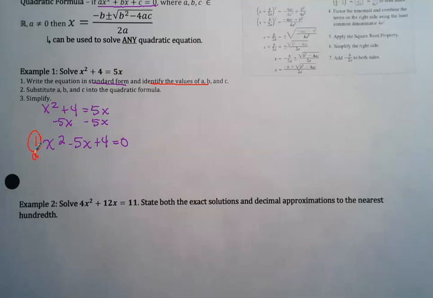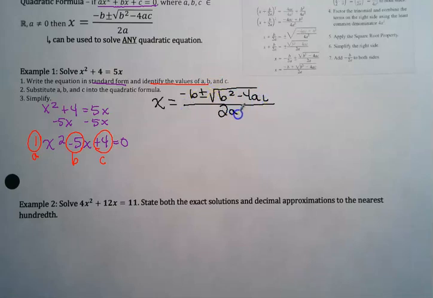Good. Our b is negative 5. Okay, so that's our b value. And what's our c value? Perfect, a positive 4. Okay, so we're going to plug those in. We're going to substitute those into this formula. So again, we've got x is equal to negative b plus or minus the square root of b squared minus 4ac, all divided by 2a.